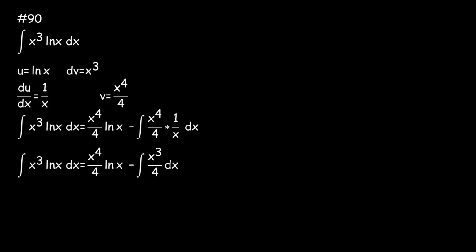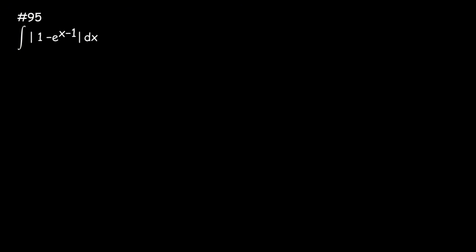And to integrate x cubed over 4 is not hard. It will just be x to the power 4 over 4, which multiplies to give us 16. So our answer is x to the power 4 over 4 ln x minus x to the power 4 over 16. Question 95. We have the absolute value of 1 minus e to the power x minus 1.